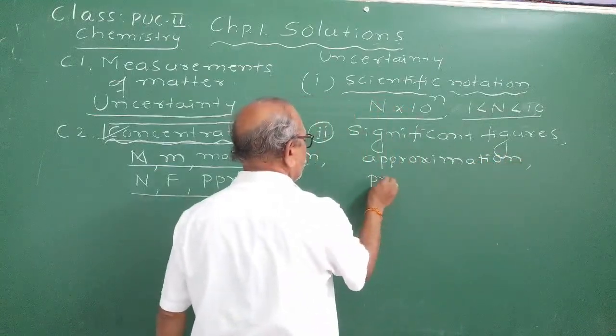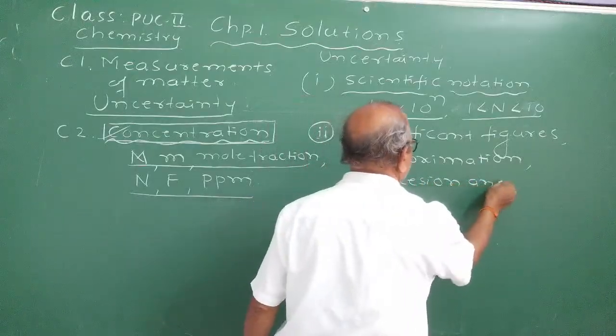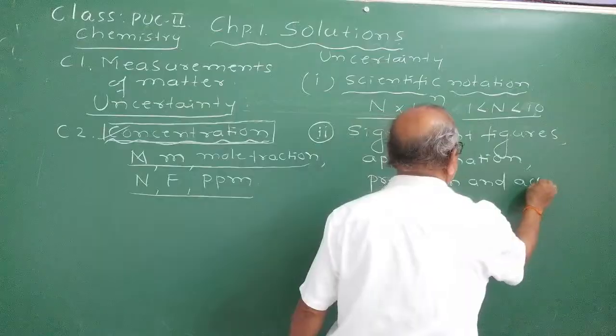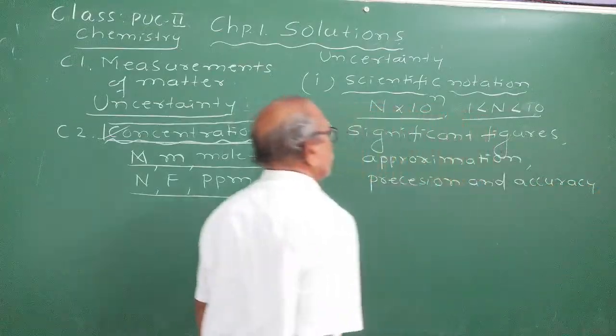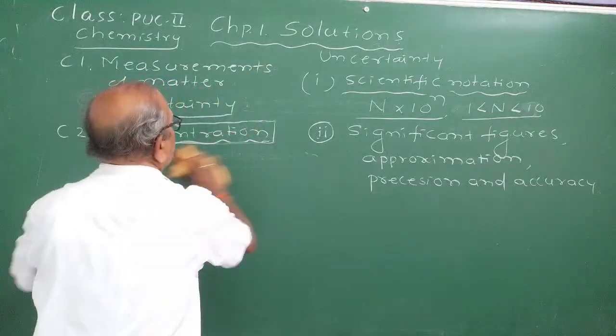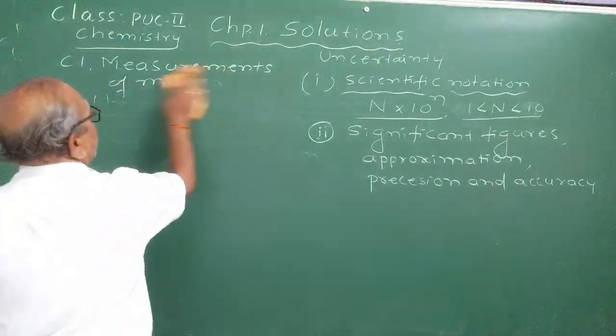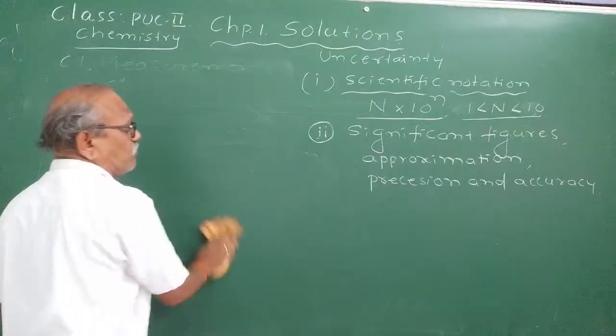And what is the difference between precision and accuracy? Precision and accuracy. That is very important in science, that is uncertainty in the measurement. Generally, why this uncertainty occurs, we'll try to understand so that we can complete this topic now.